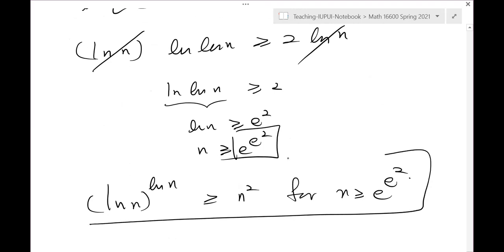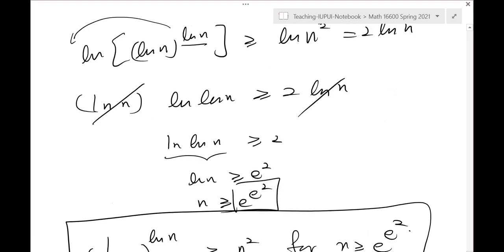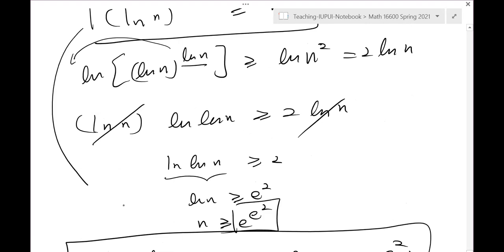So this is what we got here. At the beginning I just guessed. I wish to show that this is greater than n squared. And I simplify, then that is equivalent to n greater than or equal to e to the e squared. That's possible because when n is sufficiently large, this is always true. So that's why we have this. I can guarantee this is what I want. Those two are equivalent inequalities.